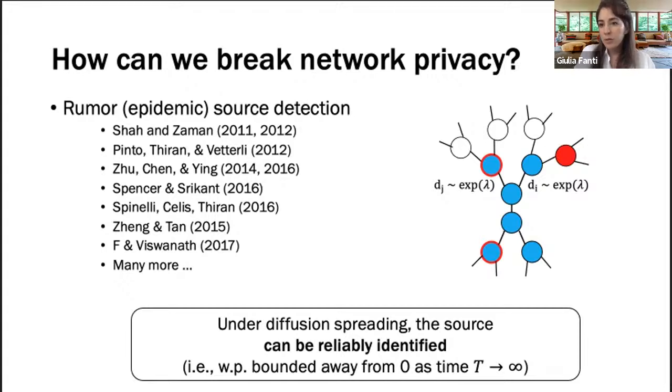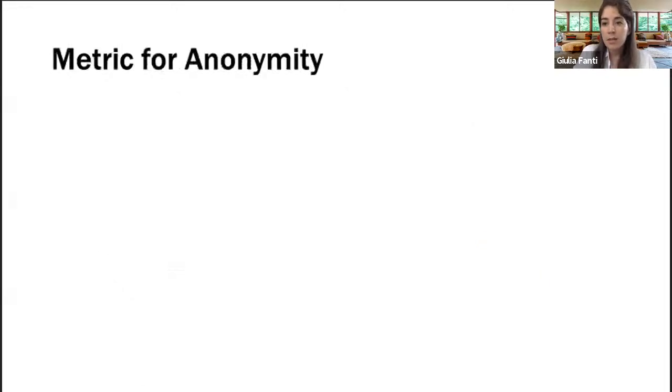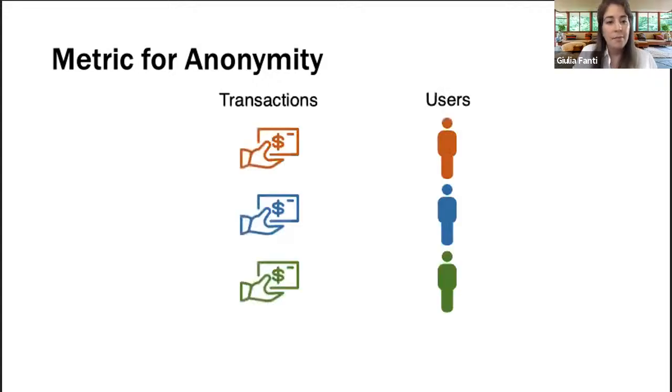So what we tried to ask in this work was, can we actually change the spreading, the peer-to-peer flooding process to make this more privacy preserving? So in particular, we extended previous work on this by adding another metric for anonymity. So here we assume that we have some number of transactions and some number of users.